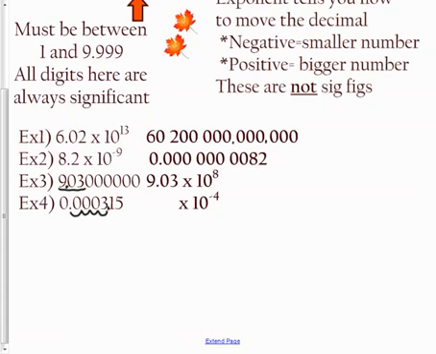I only keep what's significant in front of the times 10, so all of those leading zeros I wouldn't have to write, but I'd have to write everything after that 3. So 3.15 times 10 to the -4th.